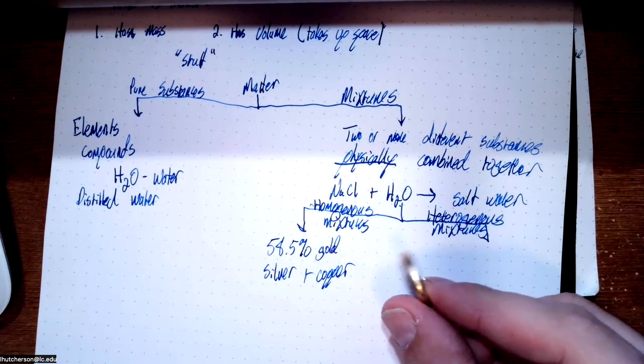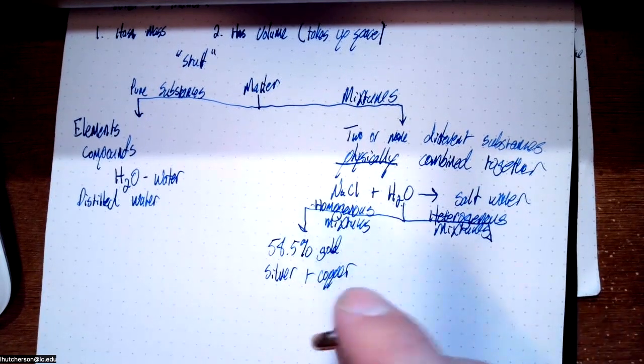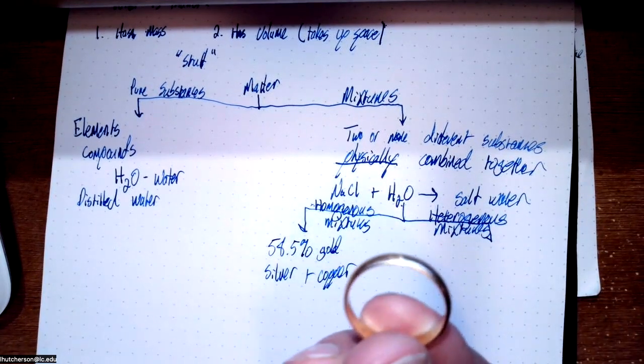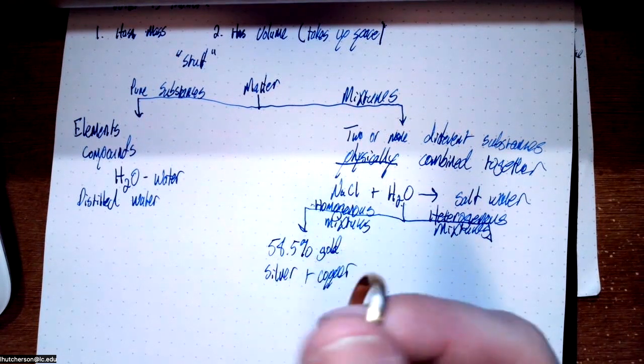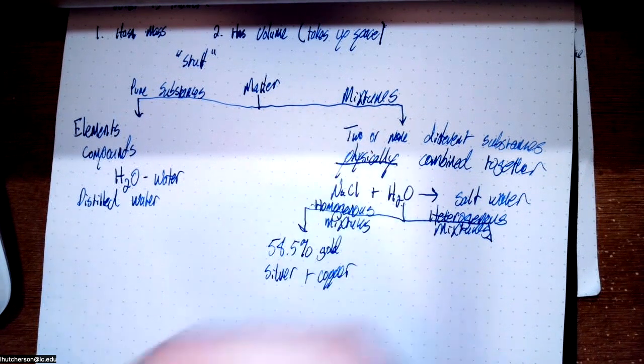Now, when you look at this, what does it look like? It just looks like it's gold. Okay, you don't see individual chunks of gold, silver, or copper in it. It all looks the same. This is a solid homogeneous mixture.